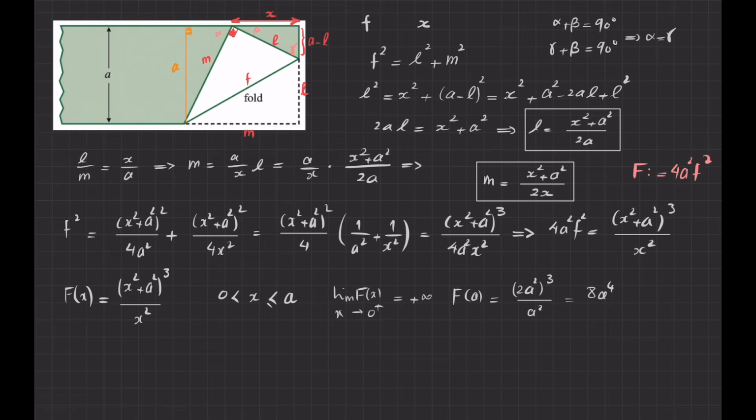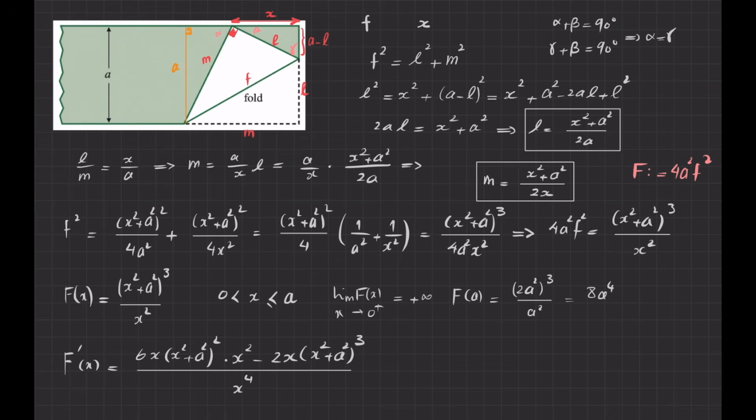Okay, so let us just do the derivative. I use the quotient rule. The derivative of the numerator: 3 goes down, it becomes (x squared plus a squared) to the power 2, but because of the chain rule I also have to multiply by the derivative of that one, which is 2x, so it becomes 6x(x squared plus a squared) to the power 2. So this is the derivative of the numerator. I have to multiply it by the denominator itself, minus the derivative of the denominator, which is 2x, multiplied by the numerator, and then divide it by the denominator to the power 2.